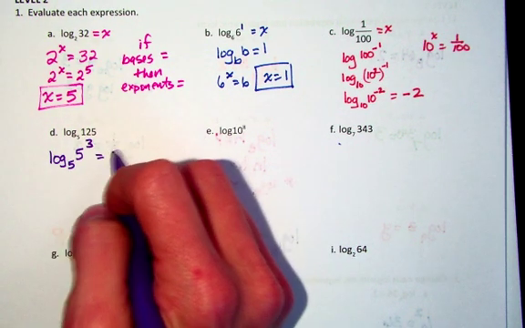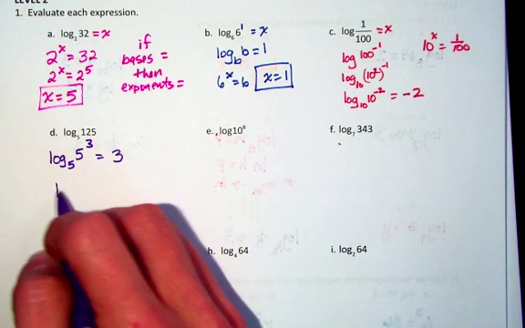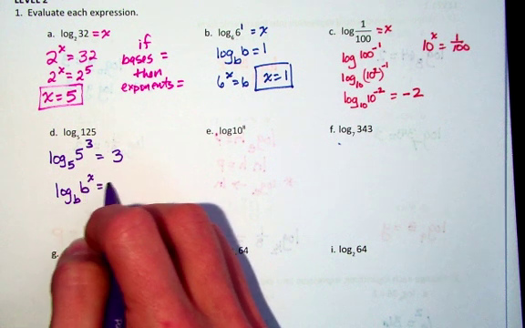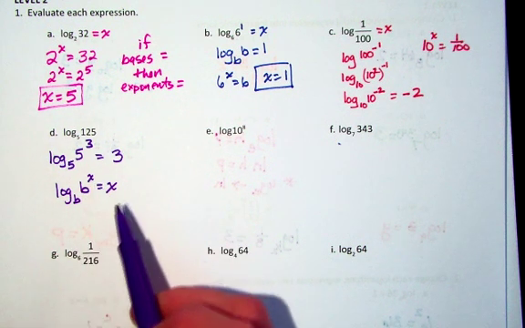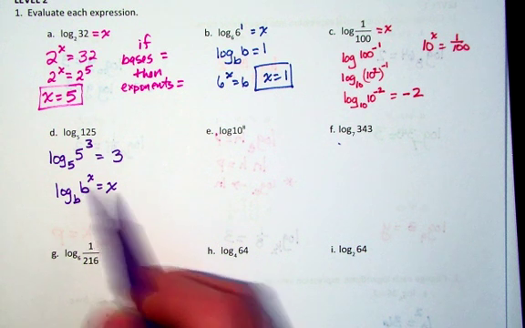It's going to equal 3, the exponent. So this is this rule. Log base b of b to the x equals the exponent. If the bases match, the exponent is the answer. Okay? So that's your log property. If these match, your exponent's the same.